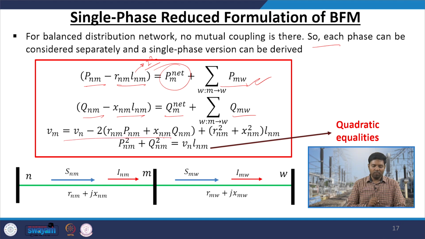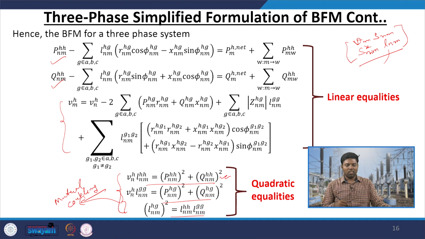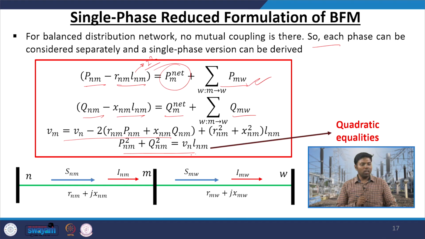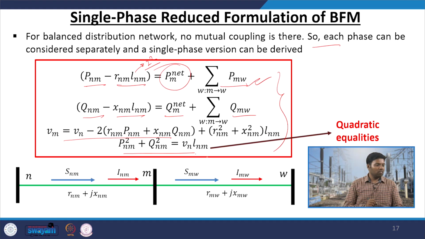This is your voltage equation, and the quadratic equality, because here you have these two, are mainly due to mutual coupling. This is only for self. So, whenever you go to the balanced condition or balanced network, these 2 will not be there. If these 2 are not there, then you have only one quadratic equality for your balanced network. So, these are the 4 equations you have for your balanced distribution network. But still you have a quadratic equality for balanced and 3 quadratic equalities for your unbalanced network.